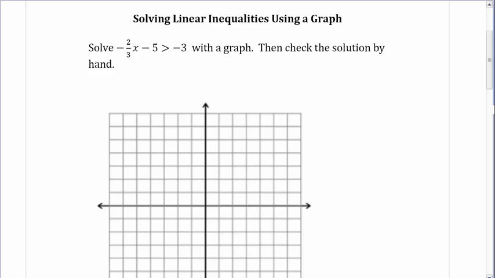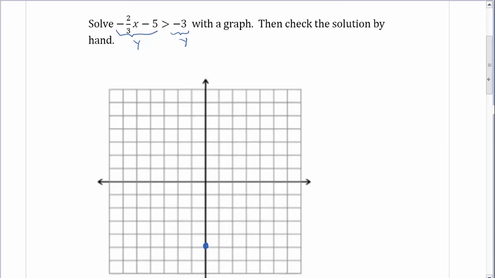So if you remember from how to solve equations with a graph, what we did was we took each side of the equation and we created a different graph from each side. I basically split it into two separate graphs. So one is going to be negative 2/3 x minus 5. That's a line with a y-intercept of negative 5, that's down here, and a slope of negative 2/3.